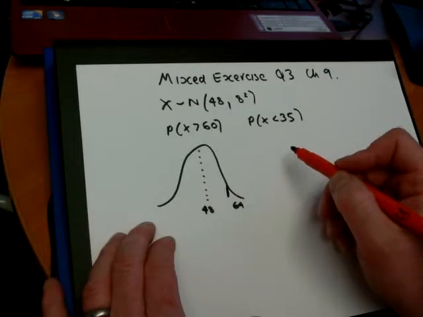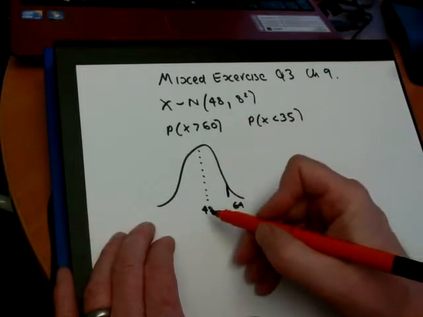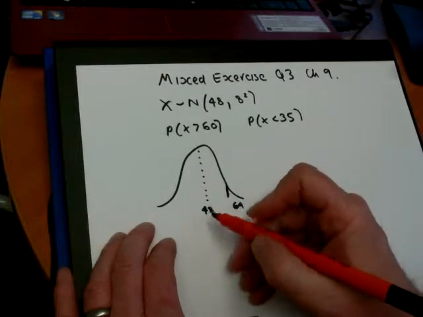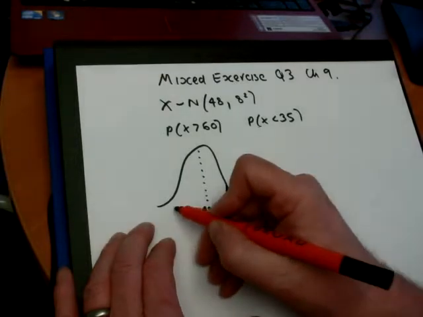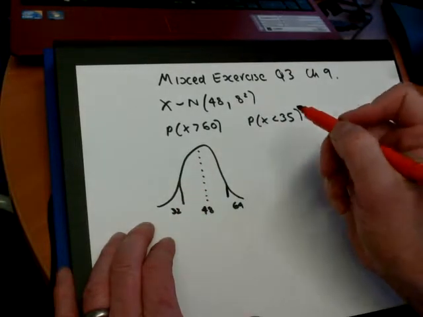And then with 35, that's 13 below 48. Take away 16 is 32, so 35 is sort of about there.